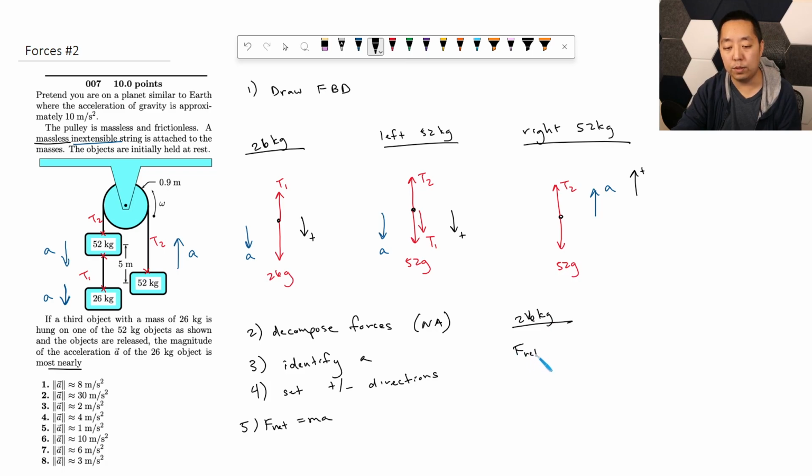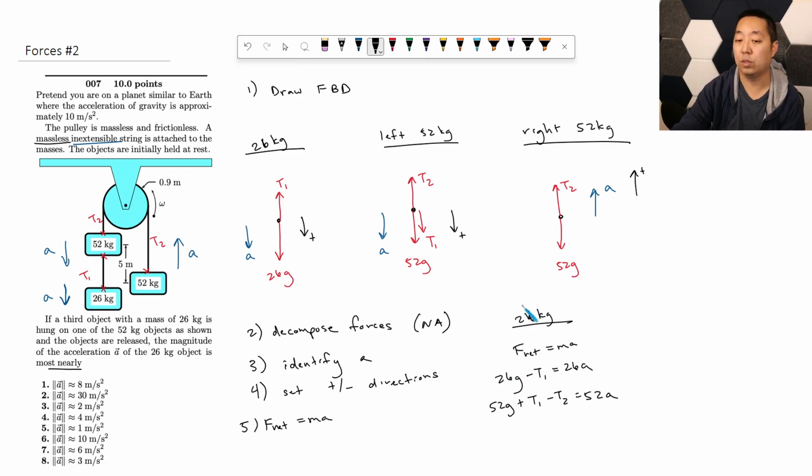F net always comes from your free body diagram. So if we say down is positive, any forces downward are going to be positive, like gravity, and any forces upward are negative, because we said down was positive. And that equals the mass of your free body diagram times the acceleration. For this guy here, we said down was positive, so it's going to be 52g is downward, T1 is downward, also positive, but T2 is upward, so it's negative. Equals 52 times a, mass times acceleration, and acceleration is downward, so it's positive. And for this guy, we said up was positive, so that T2 is positive, 26g is downward, so it's negative. And that equals 26 times a.